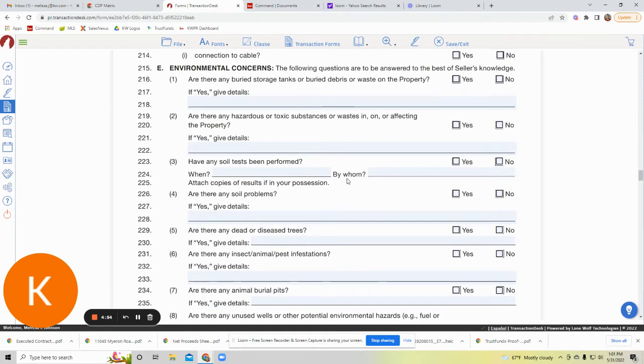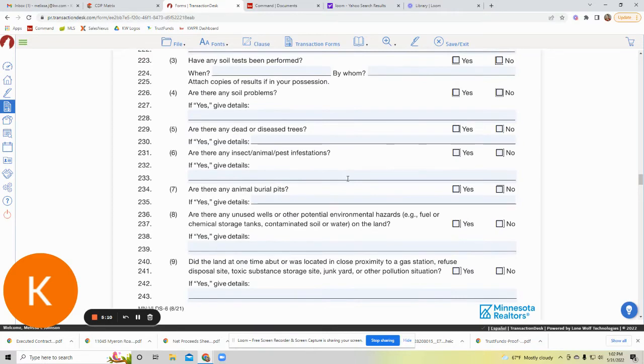Asking about environmental concerns. Do we know of any buried storage tanks? Do we know of any hazardous substances? Again, have the soil tests been performed? Do we know of any dead or diseased trees? Have there been any animal or pest infestations? Are there any burial grounds there?